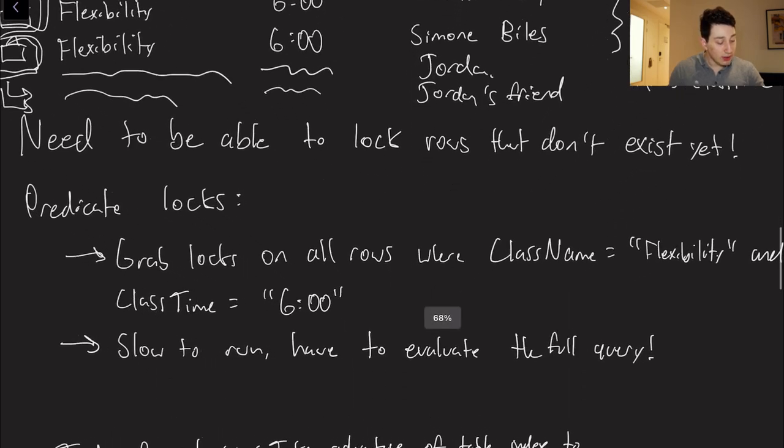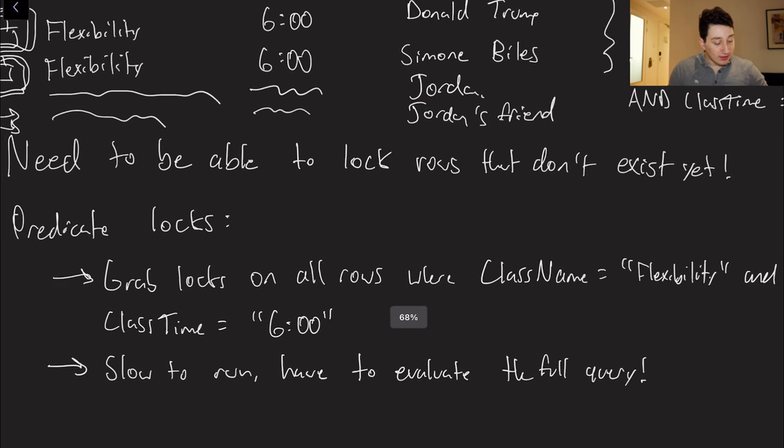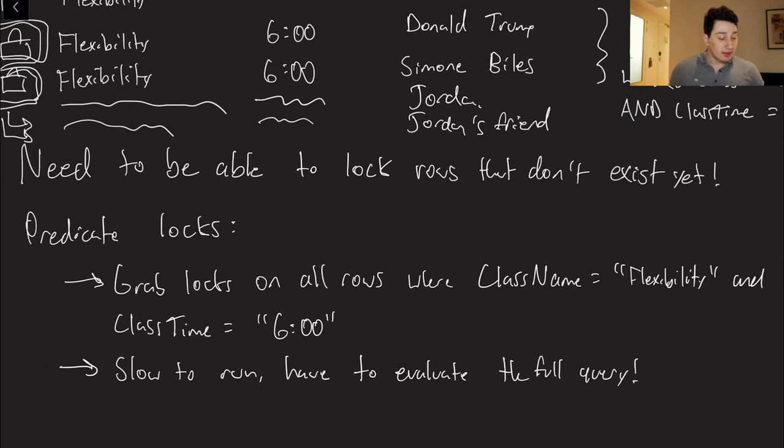So how can we fix this? Well, there's something known as predicate locks. Predicate locks are basically allowing us, in certain databases, to grab all rows that fit certain conditions. So in this case, I wanted to get my predicate by figuring out all the rows where the class name was flexibility and the class time was 6 o'clock.